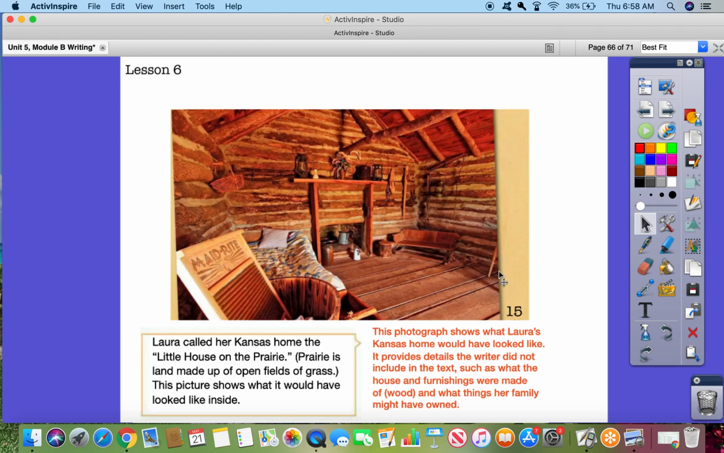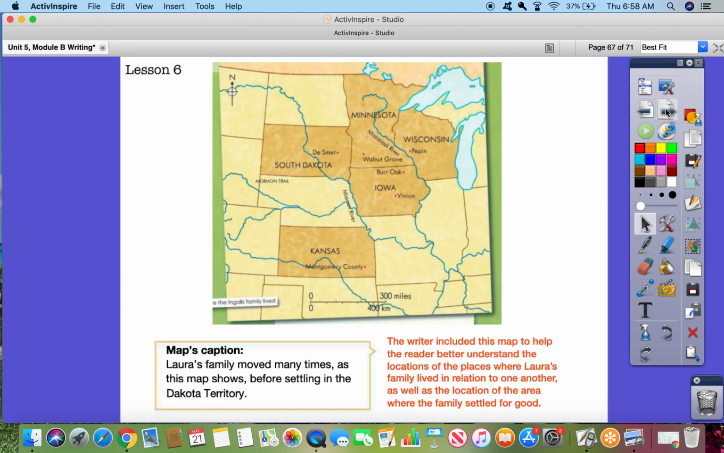So this illustration is on page 15. Laura called her Kansas home the little house on the prairie. Prairie is land made up of open fields of grass. The picture shows what it would have looked like inside. This photograph shows what Laura's Kansas home would have looked like. It provides details the writer did not include in the text, such as what the house and furnishings were made of, wood, and what things her family might have owned.